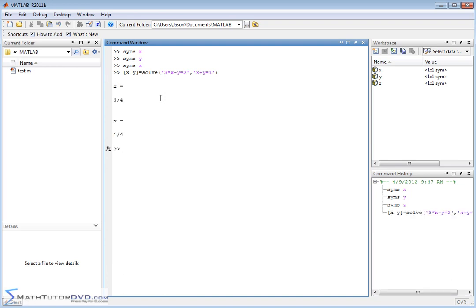So when we hit enter, it'll go ahead and calculate the value for x, and it'll tell you it's 3/4, and the value for y, and it'll tell you that that's 1/4. So it solved the system of equations.